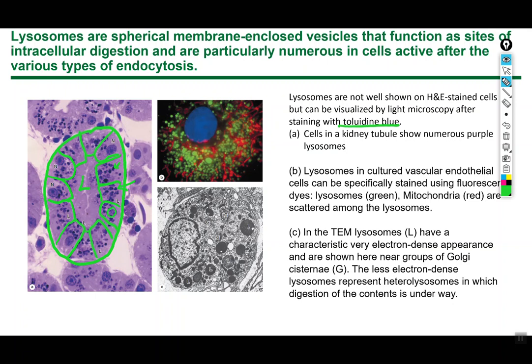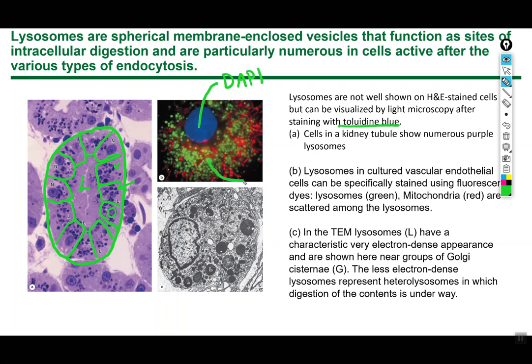You can also see them here in green, so all of these little green circular structures in this cell are going to be the lysosomes. And then we've got mitochondria in red among the lysosomes. And just to link what we learned last time with what we learned this time, the blue here is the fluorophore DAPI.